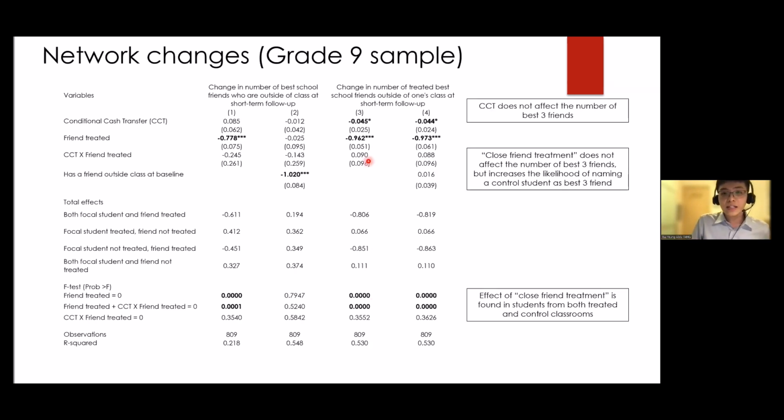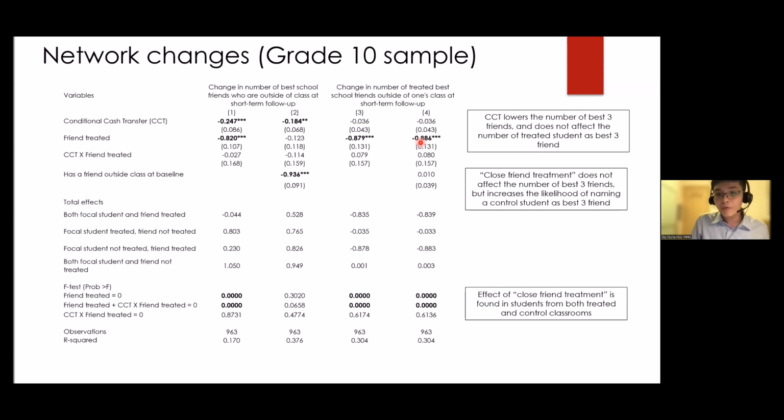You can also see in grade 9 samples that there are negative and significant coefficients here. Such a coefficient is sizable and practically significant considering that a student could only name a limited number of best friends at most. But then we're seeing a coefficient of close to -1. Again, we have similar results for grade 10 as well.